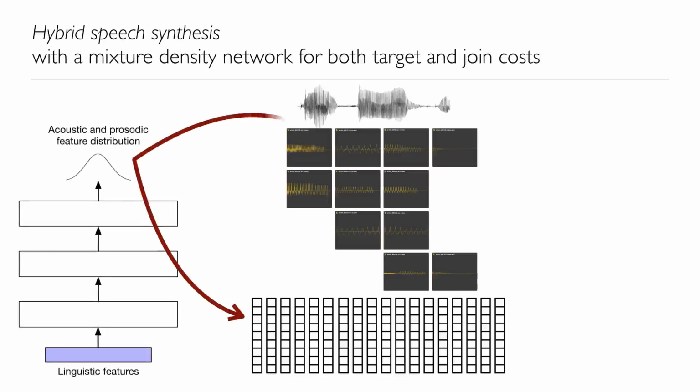Of course, we can also predict the distribution to compute the target cost and the concatenation cost. If we predict the distribution, we can compute a kind of likelihood value as a target cost. I'm not going to go into detail here. If you are interested, you can go to our poster on Thursday morning. If you want to take a photo for the paper, please go ahead.